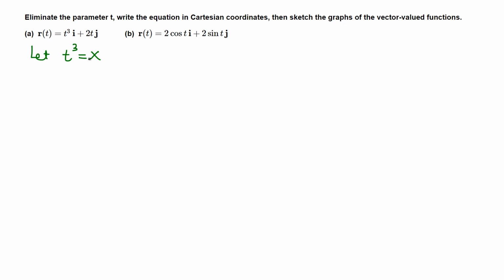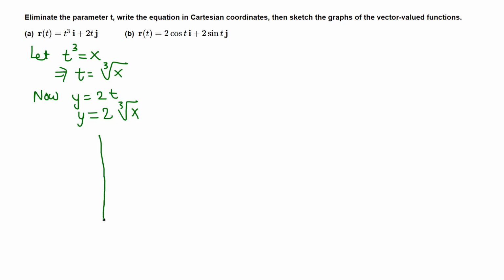Okay, so let's solve for t. That means take the cube root of both sides, so t equals the cube root of x. Now y is our second component, 2t, that is 2 times what we just found, the cube root of x. So y equals 2 times the cube root of x is the corresponding Cartesian coordinate equation. This is the same as the vector valued function. Now we got this equation in Cartesian coordinates, x and y.